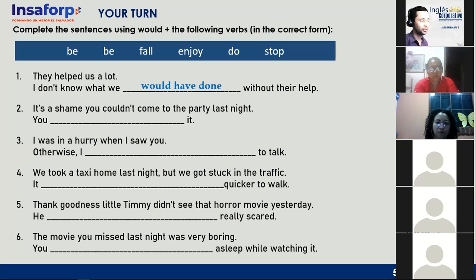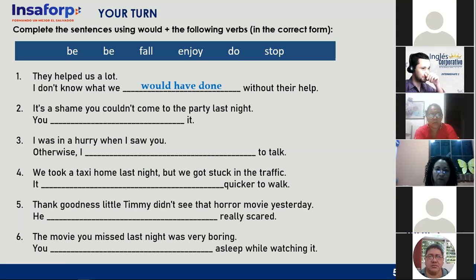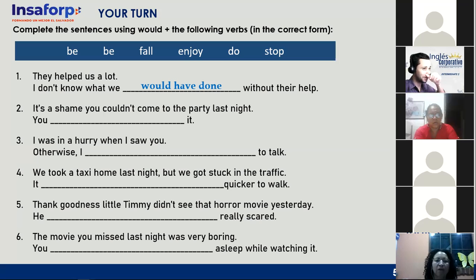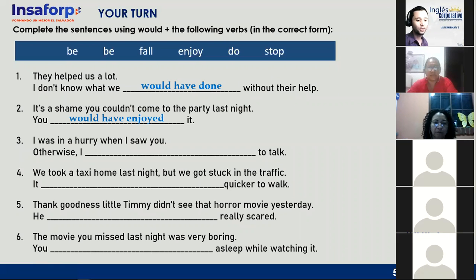Se dice, qué lástima que no pudiste ir a la fiesta anoche. Mira, qué chiva estuvo. You would have enjoyed. That's right. You would have enjoyed it. That's correct. Thank you. Okay. You would have enjoyed it. Habría disfrutado.